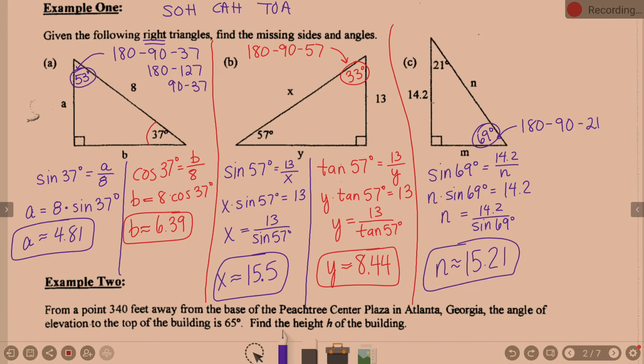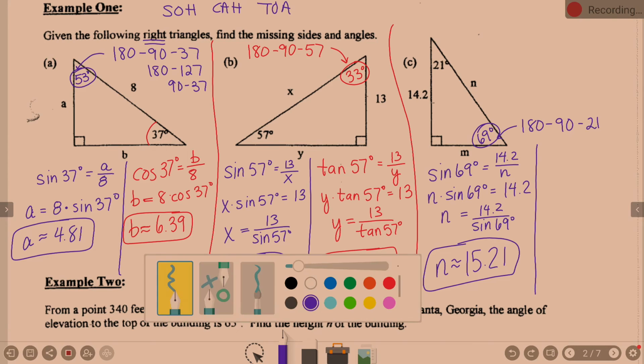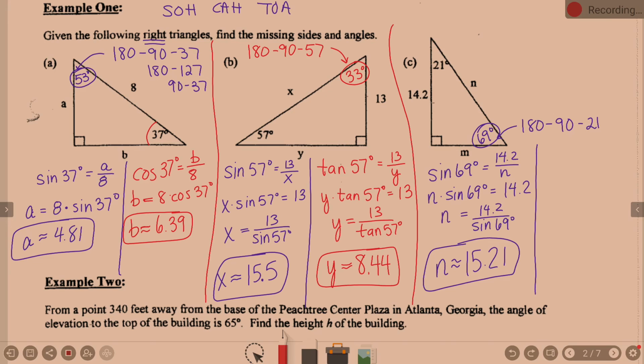Okay. Did you guys all do it the same way? Or did you try something different? Okay. I need an M. How are you getting M? Okay. He's picking tangent of 21 degrees. So tangent of 21, opposite over adjacent, M over 14.2.